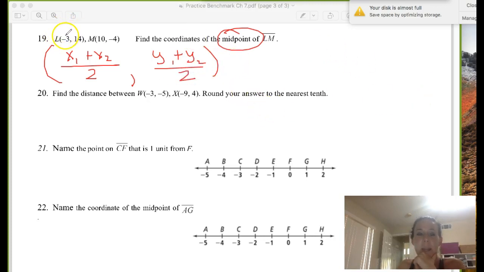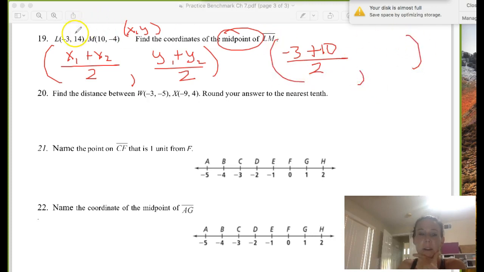Okay, so my x values are going to be -3 and 10. Remember, it's always x comma y. So I'm going to go -3 and 10. Those are my two x values. Add those together. Find their average by dividing by 2. And then my two y values, 14 plus -4. So 14 plus negative 4 is the same as subtracting 4, and divide by 2. So 10 and negative 3 gives me 7, divided by 2 would be 7 halves. 14 minus 4 gives me 10. 10 divided by 2 is 5.